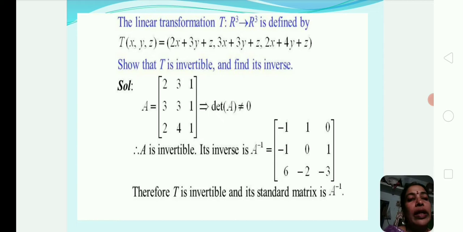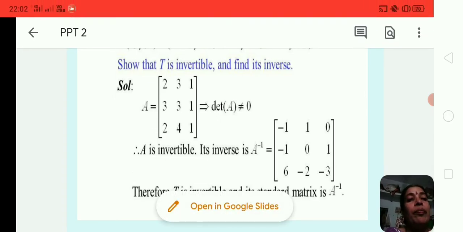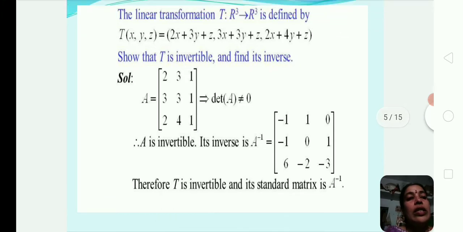Now find the determinant. Suppose det A is equal to 0, then the inverse is not possible. Find the det A value. Compulsorily det A is not equal to 0. That means det A can be 1 or 3 or 5 or any value, but that value is compulsorily not equal to 0. The inverse is possible. Its inverse is A inverse, whose value is the matrix with rows (-1, 1, 0), (-1, 0, 1), (6, -2, -3).